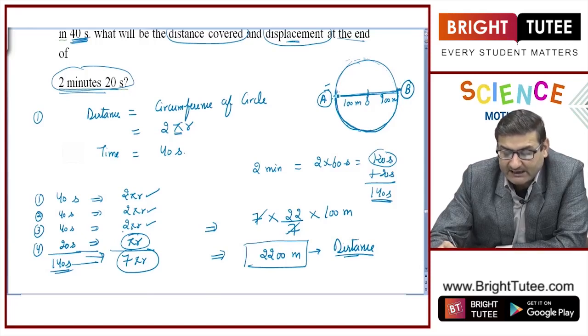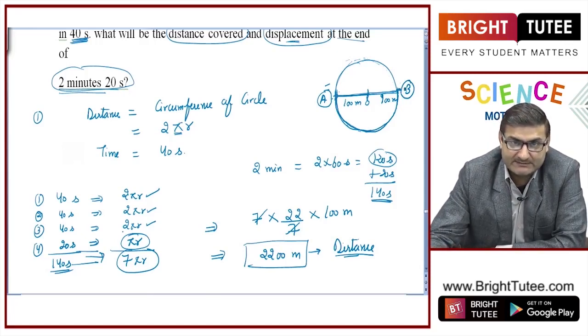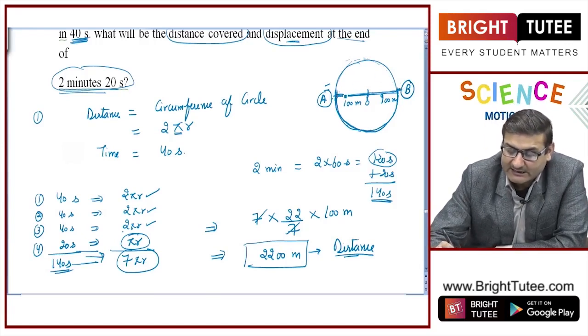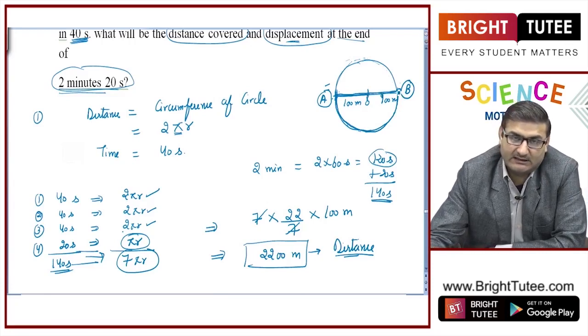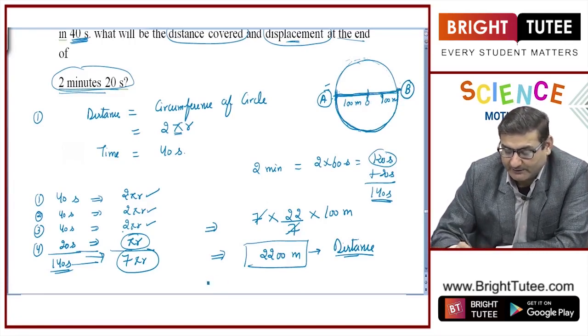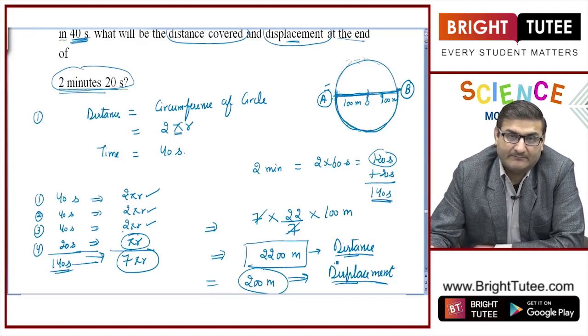Now, from this A to B, we need to see exactly his total displacement, and as we can see, his total displacement is actually from A to B, and this is the diameter of this circle, and this diameter is given to us to be 200 meters. So, simply this 200 meters will be the displacement of this particular athlete, right.